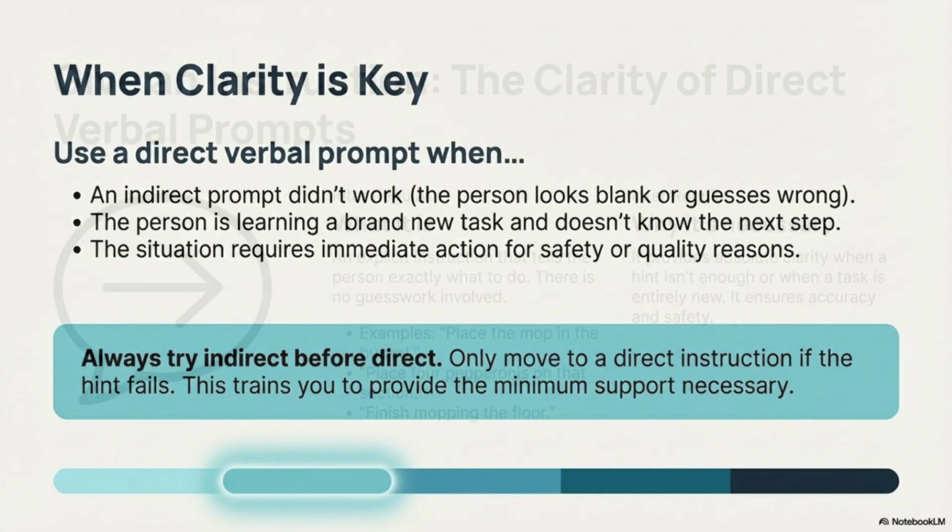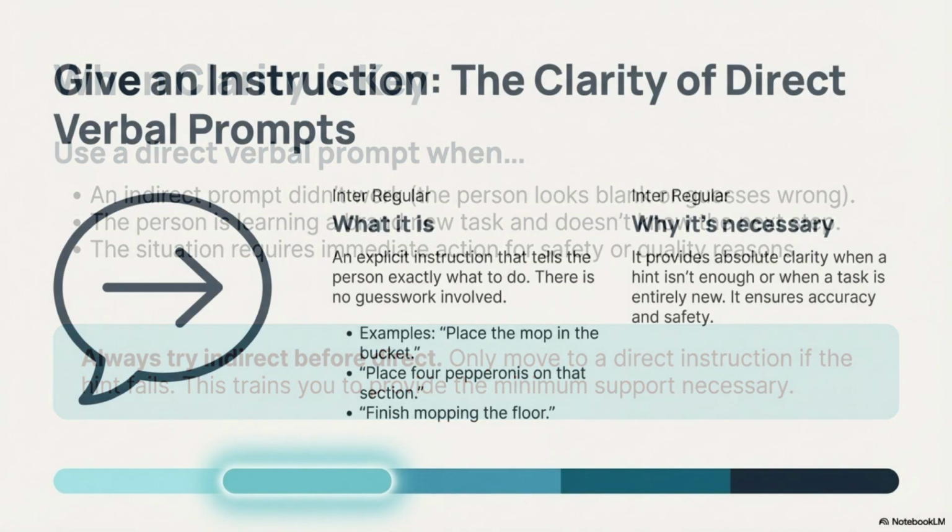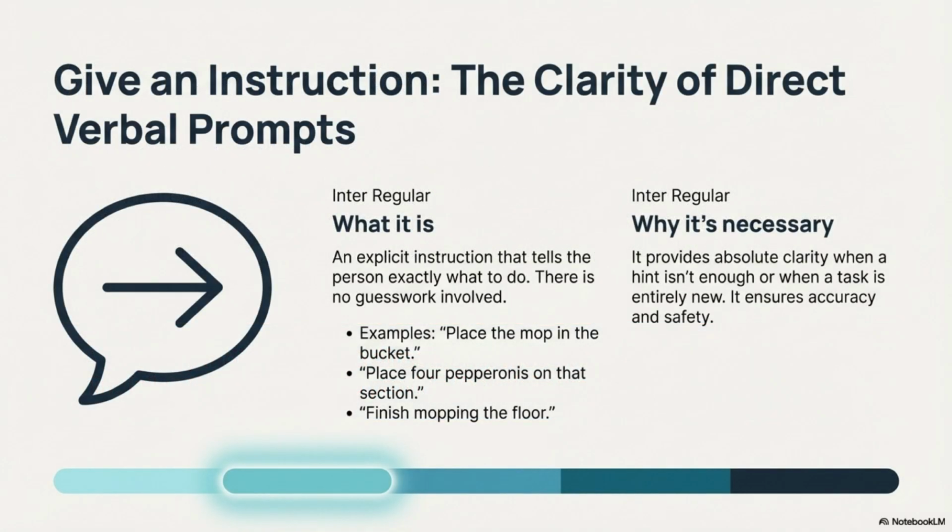That's when you use direct verbal. Direct verbal prompts. A direct verbal prompt explicitly tells the person what to do. Examples. Place the mop in the bucket. Spray the Windex on the mirror. Please start sorting the mail now. It's time to take out the trash. Place 4 pepperonis on that section. Finish mopping the floor. These are clear, specific instructions. There's no guessing. You're telling them exactly what the next step is.